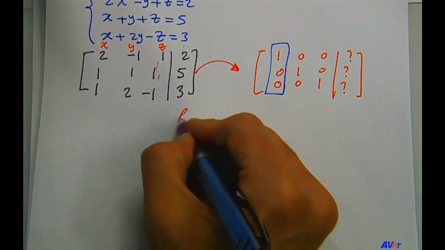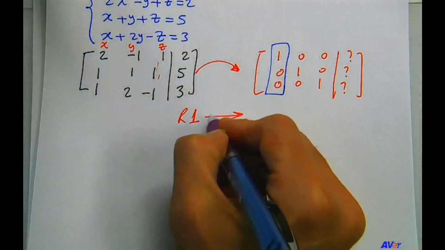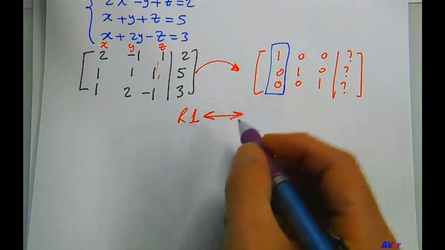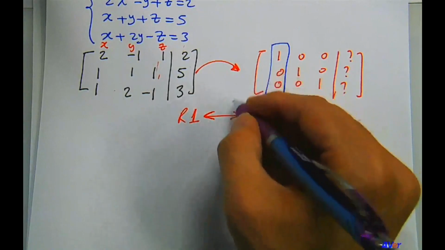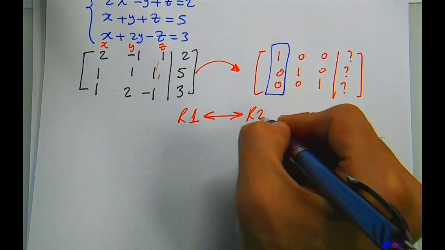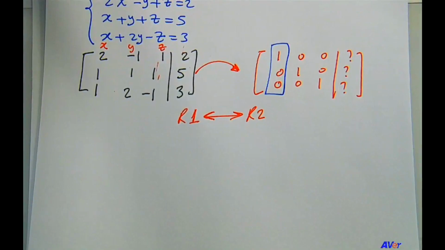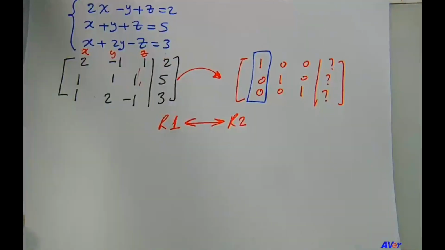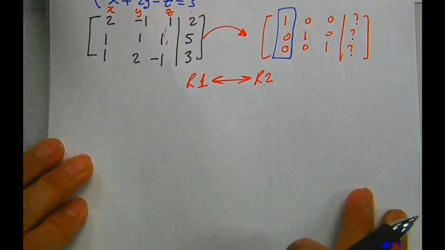We will interchange row 1 with row 2. I'm going to put a double-headed arrow here to indicate interchanging of rows. Okay, so the resultant matrix will be as follows.